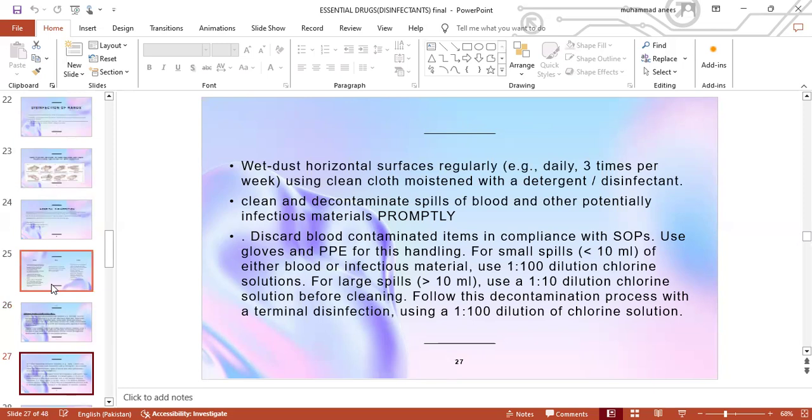Use gloves and PPE for this handling. For small spills of less than 10 ml of either blood or infectious material, use 1 in 100 dilution chlorine solution, as we've discussed earlier. And for large spills of more than 10 ml, use a 1 in 10 dilution chlorine solution before cleaning. Following this decontamination process with a terminal disinfection using a 1 in 100 dilution of chlorine solution.